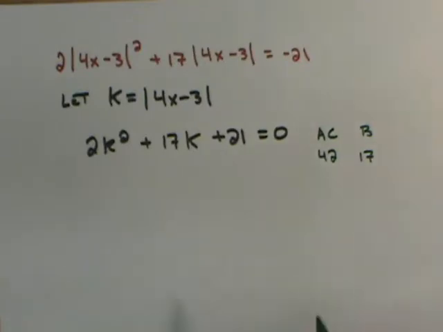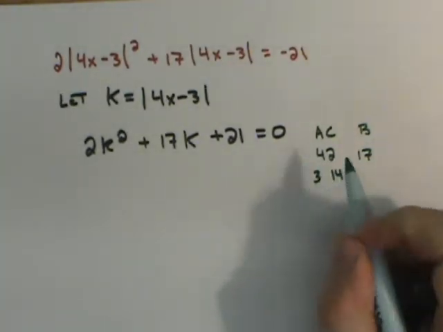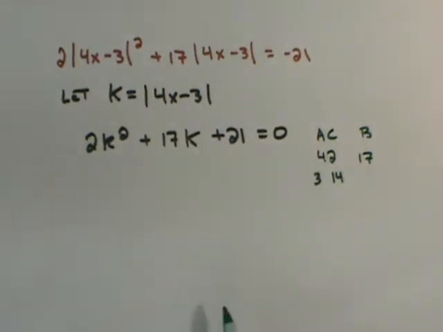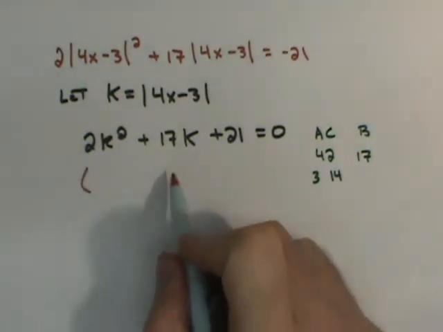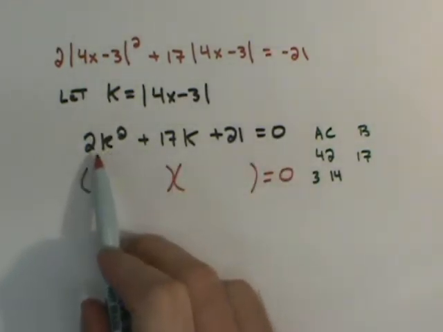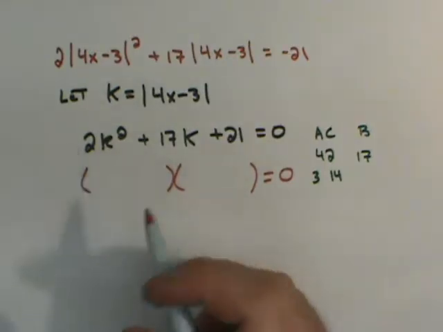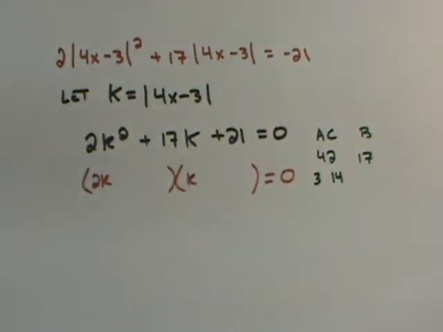I think about that for a minute. I can do that with 3 and 14. 3 times 14 is 42, and 3 plus 14 is 17. So as I go to factor here, I'm going to break this first term down into the two sets of parentheses, and I'm going to consider first with first. First with first, 2k squared can only be created by me taking 2k times k.